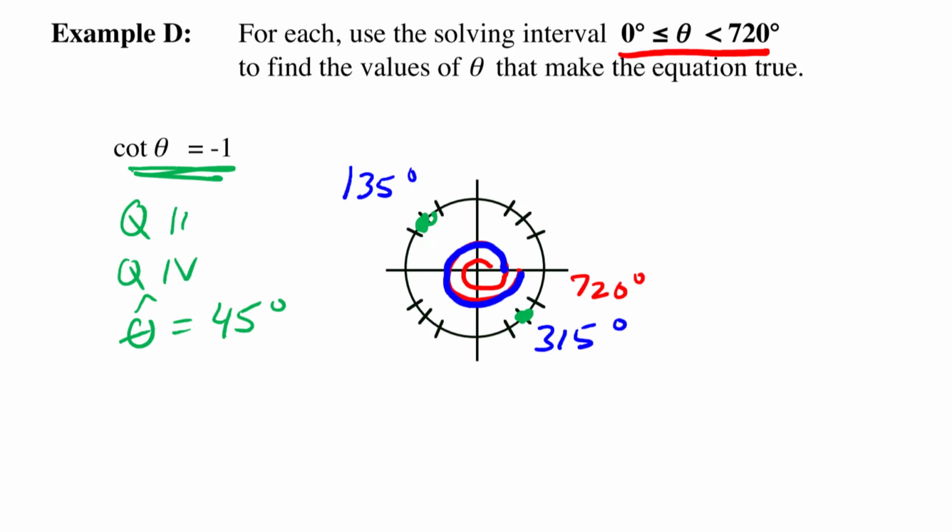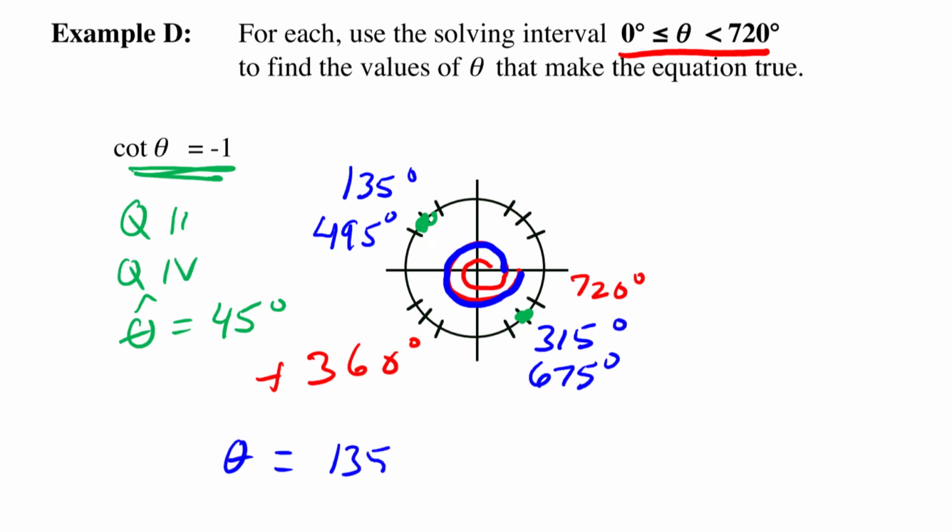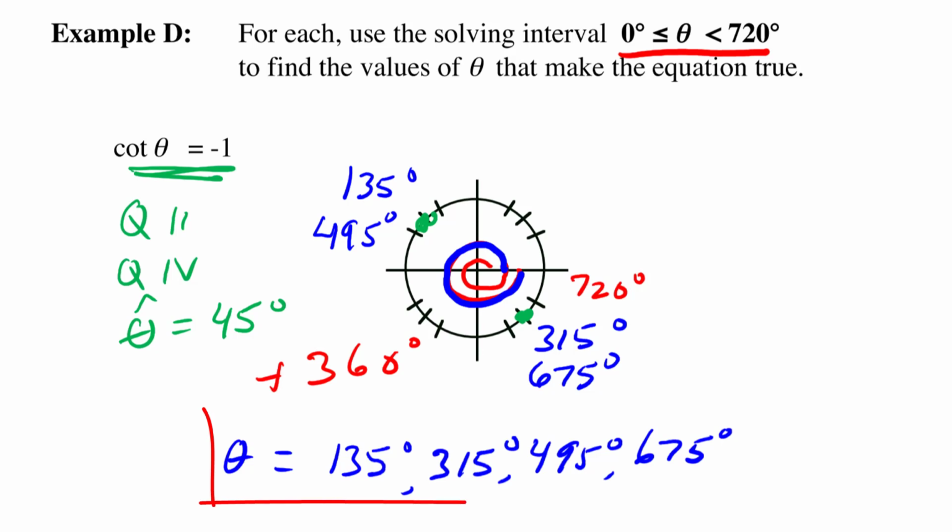But then we're going to go around a second time. And this means we're going to add 360 degrees to those values. 360 plus 135 is 495 degrees, and 360 plus 315 is 675 degrees. So we have 4 solutions in all, and we write them all down. Theta equals 135 degrees, 315 degrees, 495 degrees, and 675 degrees. So we got 2 values in quadrant 2 and 2 solutions from quadrant 4.